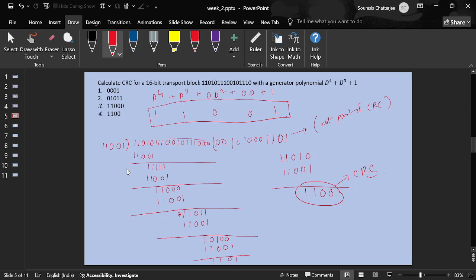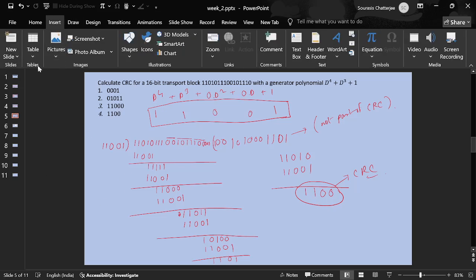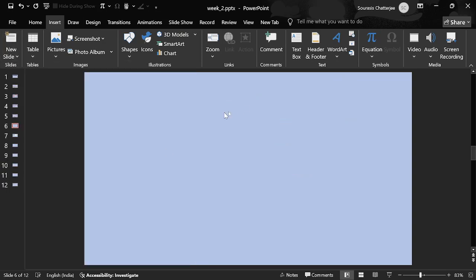So what happens? Let me introduce a new slide here. So we now have our transport block, whose size can vary from 24 onwards to some 3 lakhs. I don't remember the exact value here. So we have added CRC. Fine. So what is the next step?